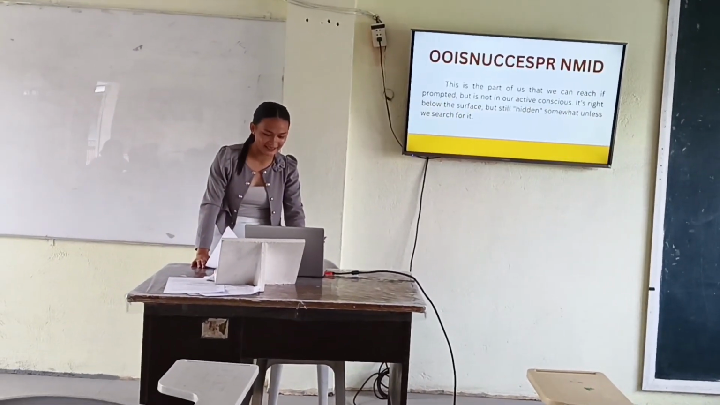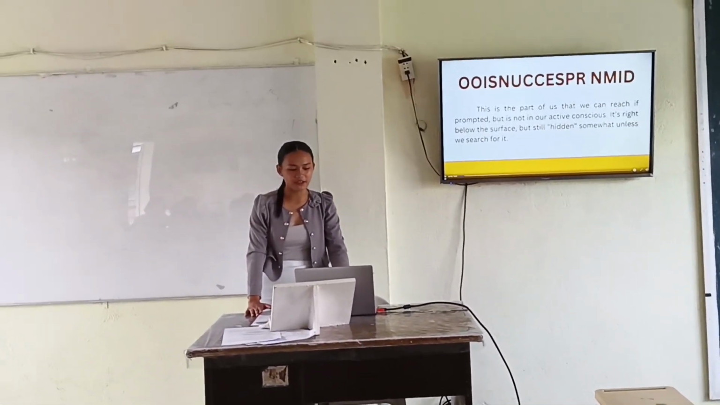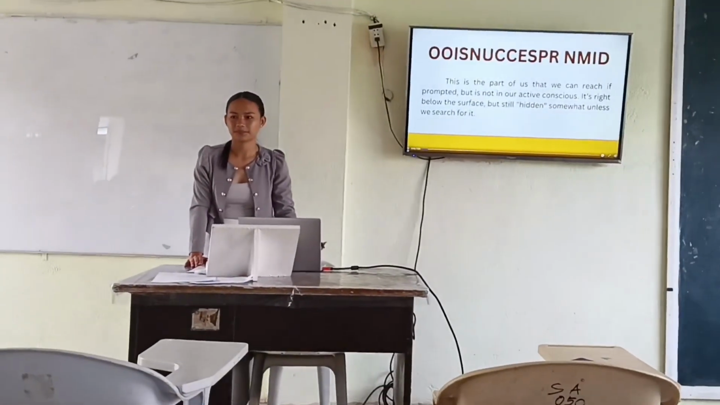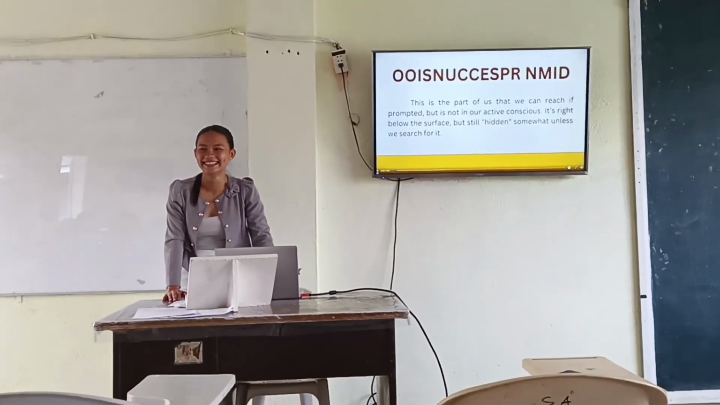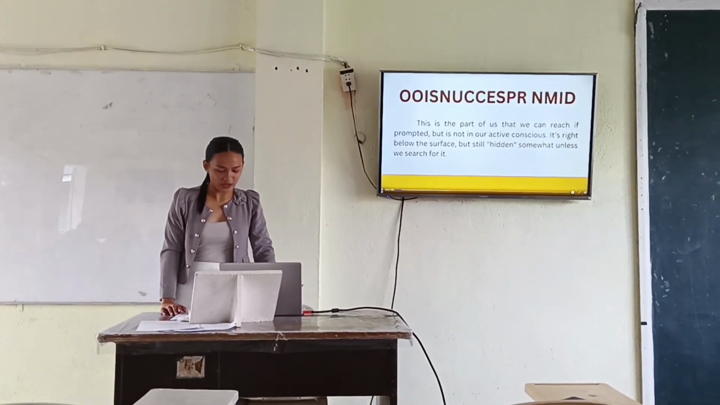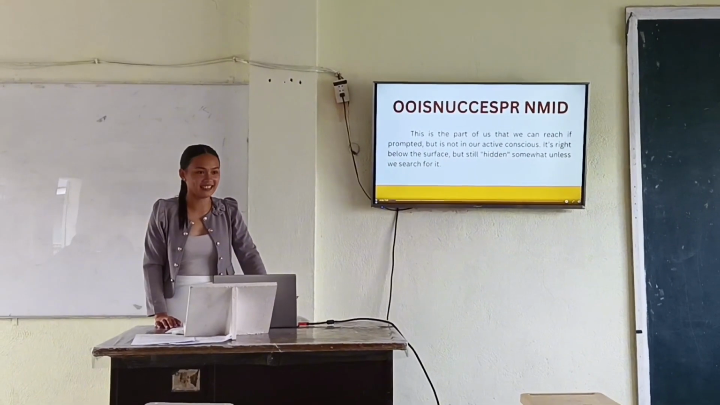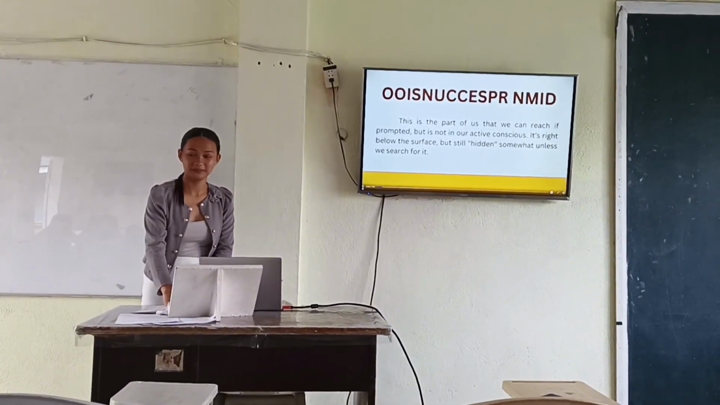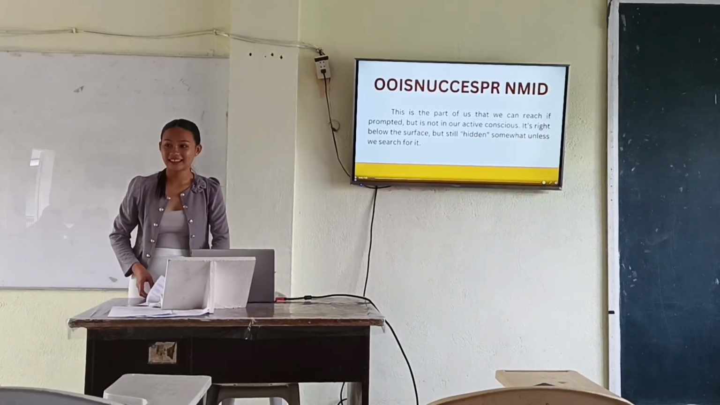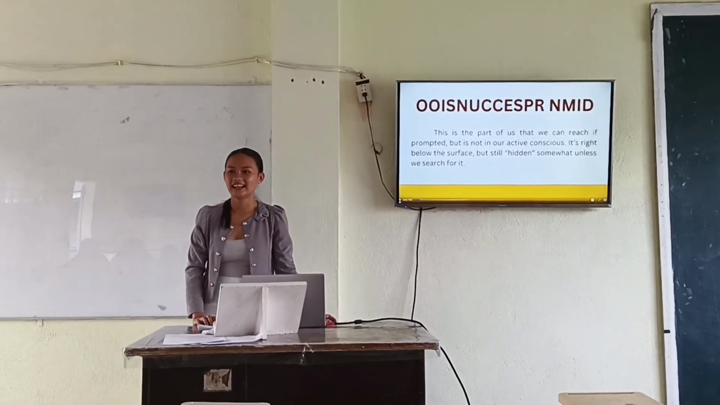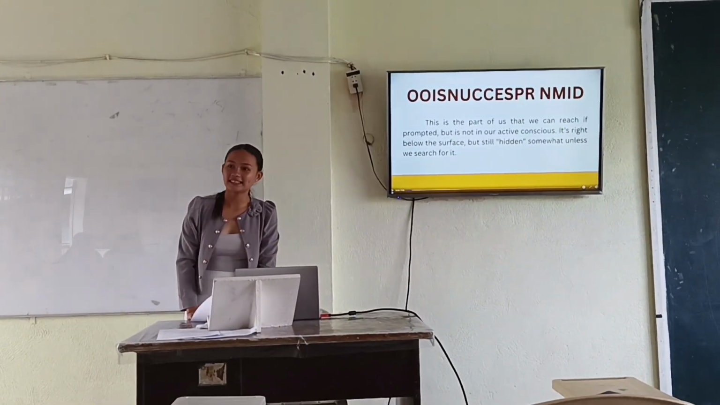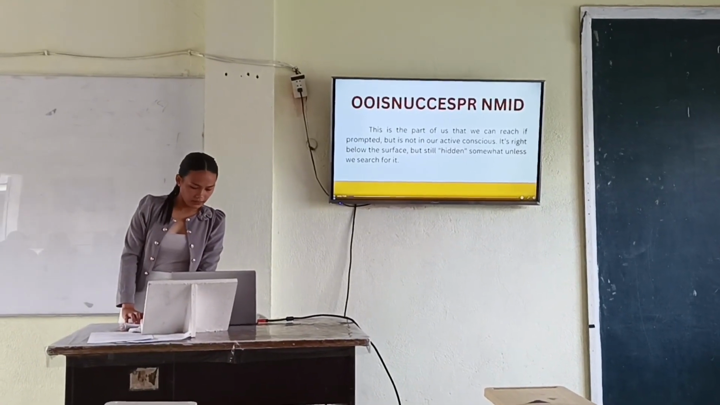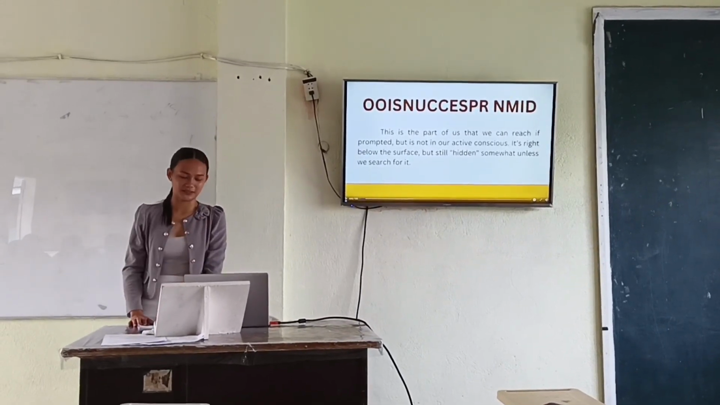For the first one, Roselyn. This is the part of us that we can reach if prompted, but it's not in our active consciousness. It's right below the surface, but still hidden somewhat unless we search for it. Yes, Maribeth. Yes, Lauren. Preconscious mind. No. Yes, Rika, what's your answer? Consciousness. The clue is conscious. Conscious mind.